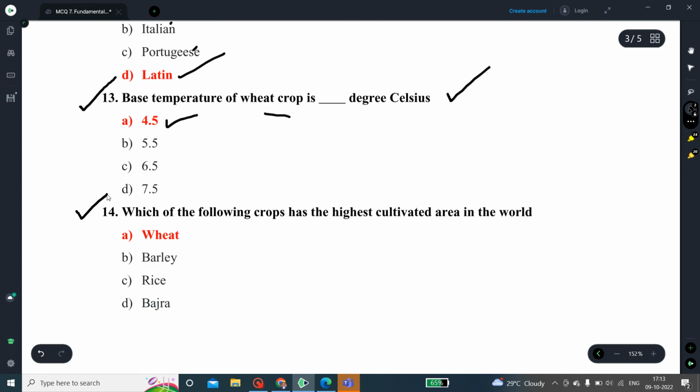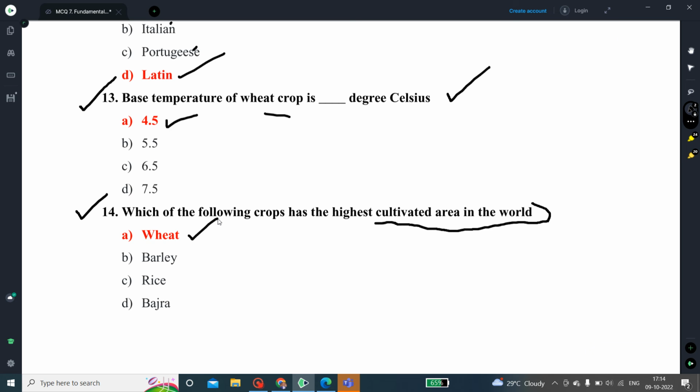And question number 14, which of the following crops has the highest cultivated area in the world? Nothing but the wheat. Mostly the major area is in China, the US, Russia, France, India, Pakistan, and we can list out almost all the countries in the world which are cultivating the wheat crop.